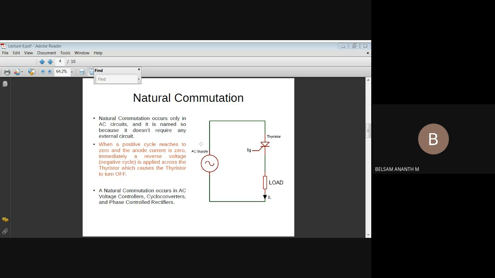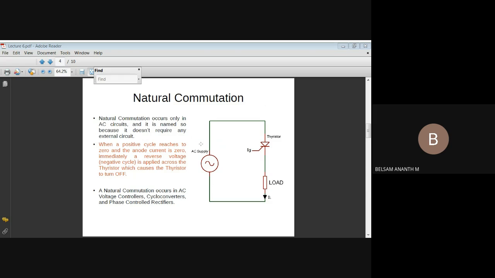Okay, either two things will happen here. When I have a single thyristor, one may be a turn on and another one may be a turn off. Yes or no? So one may be the turn on condition and another one may be a turn off condition. Please remember in your mind. So this type of natural commutation may occur in your voltage controller, cycloconverter, phase controlled rectifiers.